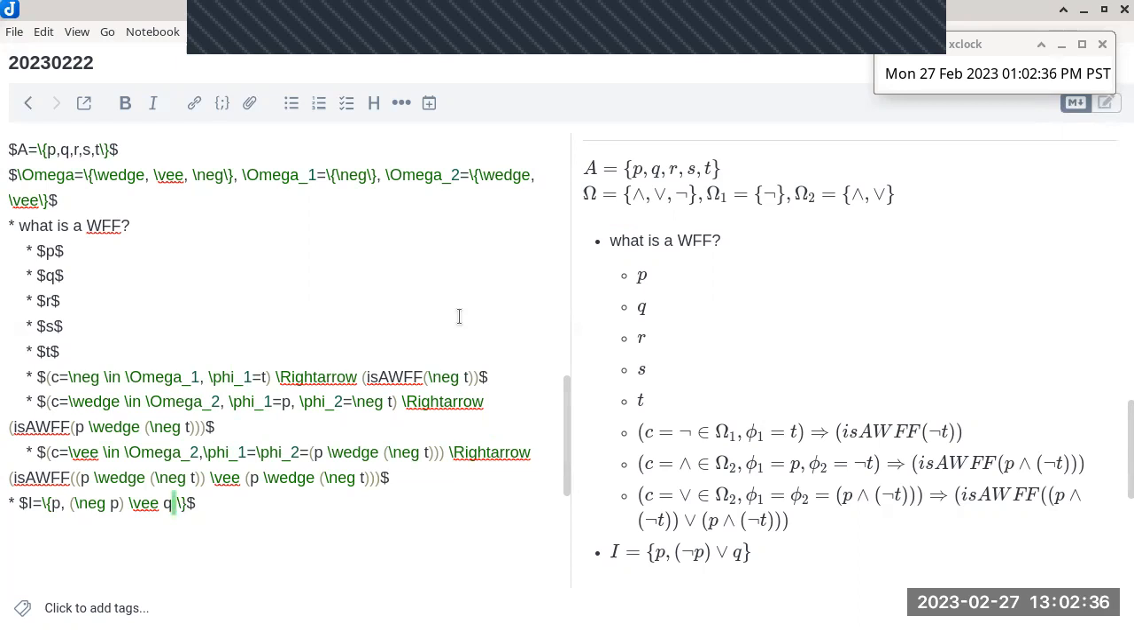Why? Because you look at OR as an operator, it requires two operands. One operand is not P, one operand is Q. Are those individually well-formed? Q is well-formed because Q is in alpha, not a problem. What about not P? Well, not P is not in alpha, but not is in omega 1, and the P itself is in alpha. So I have a single operand operator operating on a well-formed formula. As a result, not P itself is also well-formed. And now we can conclude that not P or Q is well-formed.